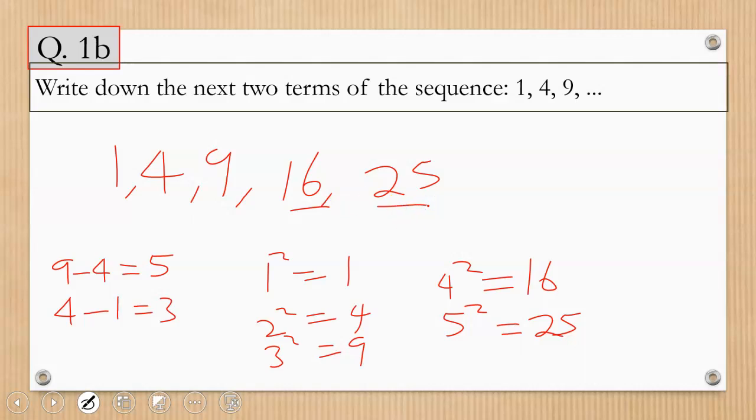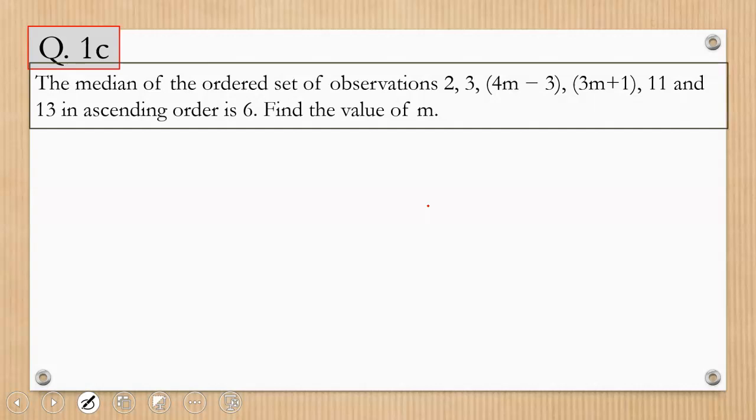Good. Let's take the next question. 1C. The median of the ordered set of observations 2, 3, 4m minus 3, 3m plus 1, 11, and 13 in ascending order is 6. So that means the median is equal to 6.